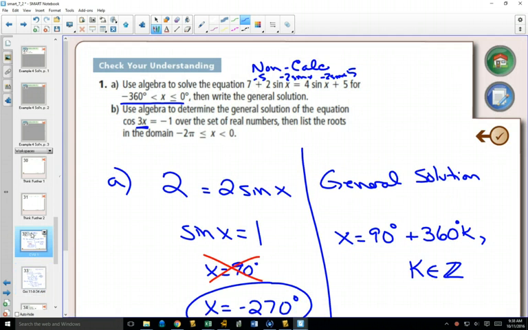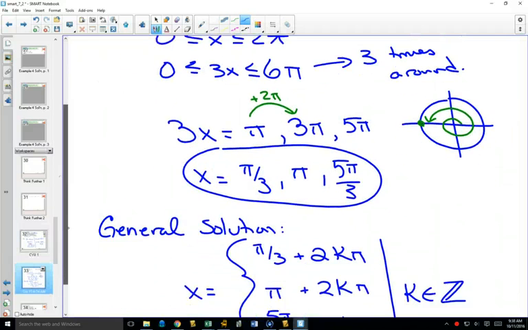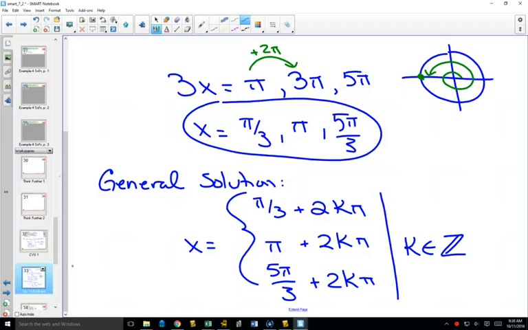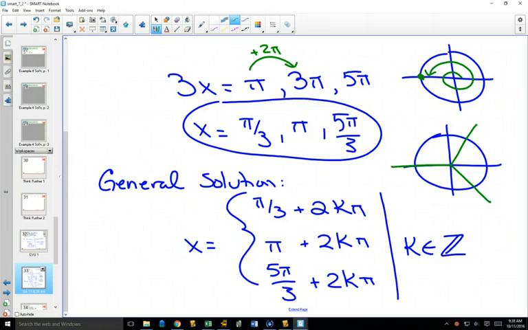The second thing that this question asked is, after solving the general solution, it said, then list the roots from -2 pi to 0. Well, again, it's nice to have my answers from 0 to 2 pi. I can draw a picture of this to visualize where those 3 answers are. One of them is at pi over 3. One of them is at pi. And one of them is at 5 pi over 3. Those are my 3 answers in the positive way around.